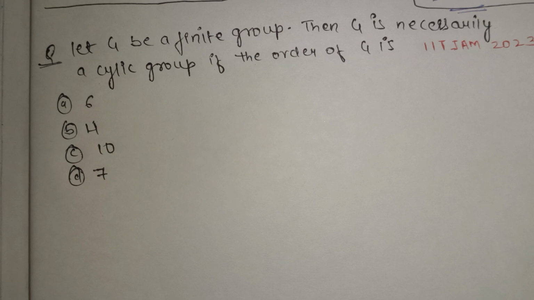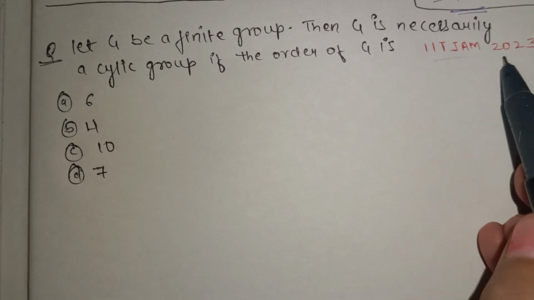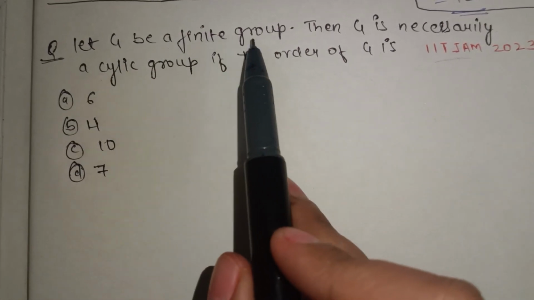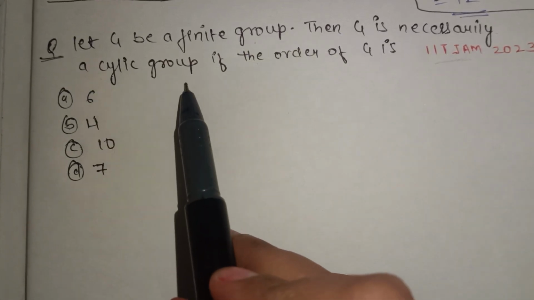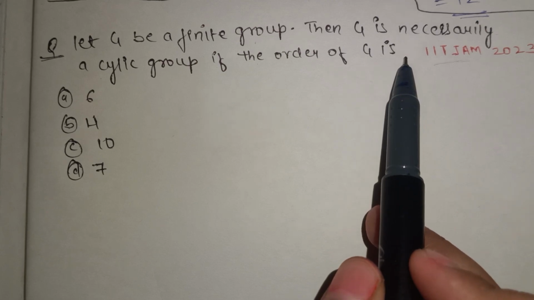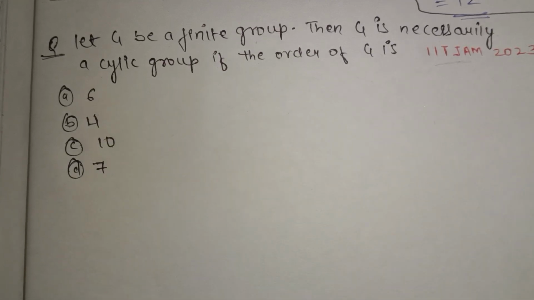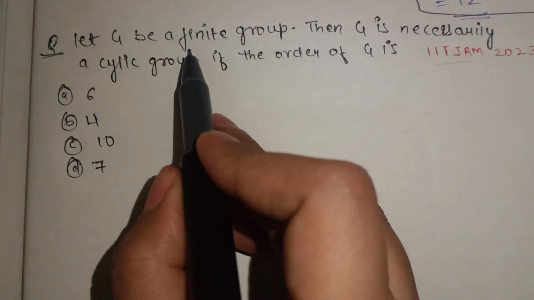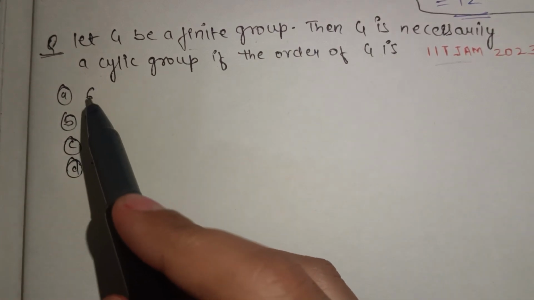Today I am going to discuss the next PYQ of group theory which was asked in IIT JAM 2023. So our question is, let G be a finite group, then G is necessarily a cyclic group if the order of G is, and the options are 6, 4, 10 and 7. So we know that if a group is finite, so we will discuss by option.